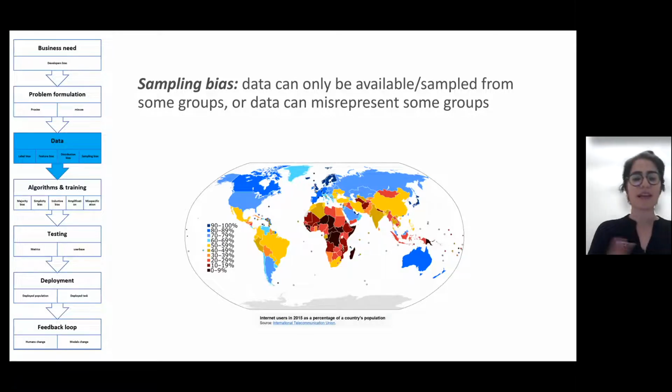Sampling bias happens everywhere. For example, large language models, which are the backbone of many NLP models, use text from the internet. And here it shows the penetration of the internet in different countries. As you can see, in the Western countries around 90% of people are using the internet, but in African and Middle Eastern countries, you can see that internet usage is very low.